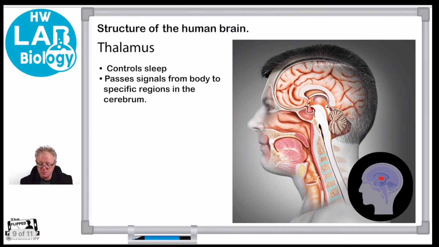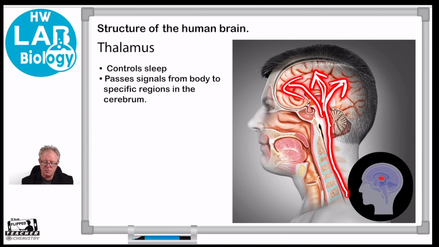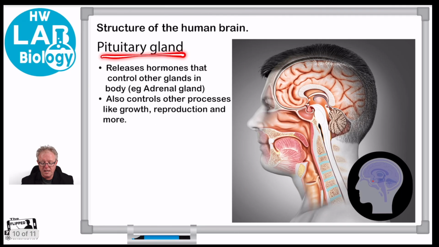Then we have our thalamus, which is a bit higher there, controls sleep, and it passes signals to the rest of the brain. So the signals come up through here, and then they go up into the rest of the brain. So that is part of the thalamus's job. Then we have a little gland called the pituitary gland, which is just there. Very small gland, but it's very important because it releases other hormones that affect other parts of your body, such as the adrenal glands, which is just on the top of your kidneys there. And it is involved in growth and reproduction.